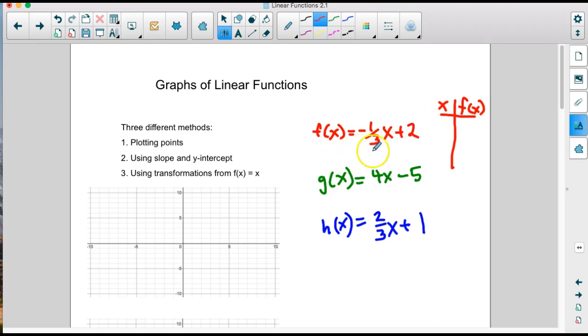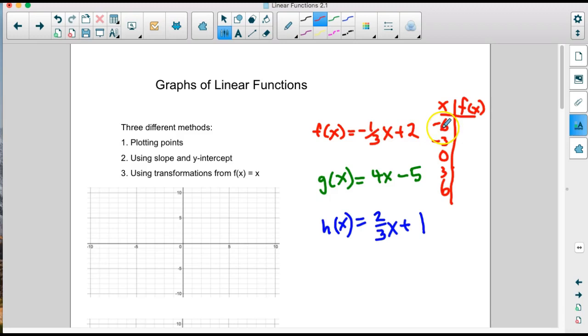Now, since we have a fraction here, I'm going to use multiples of 3 because when we take a third of something, I want to be getting a whole number. So I'm going to pick values that are going to give me multiples of 3. So maybe -6, that's a multiple of 3. -3, 0, 3, and 6. So I'm going to use all of those values because those are multiples of 3. And then when I take a third of it, we'll be able to figure out a whole number.